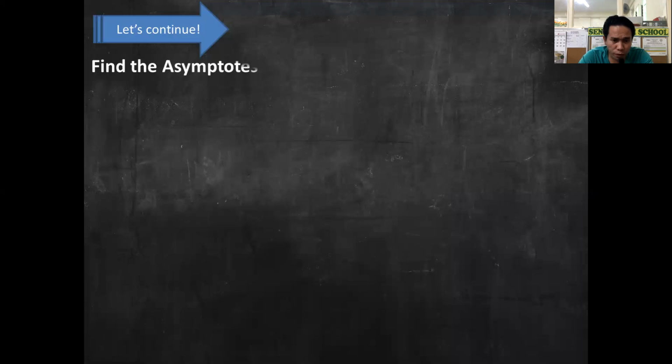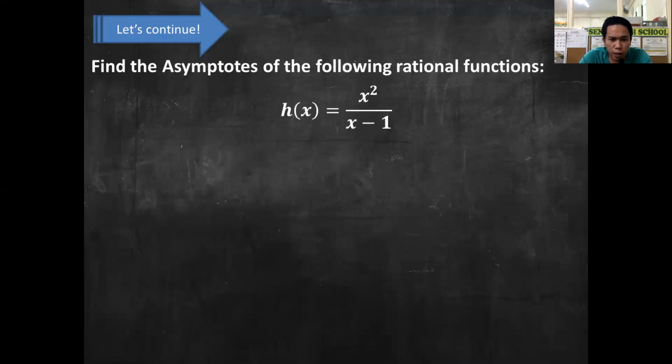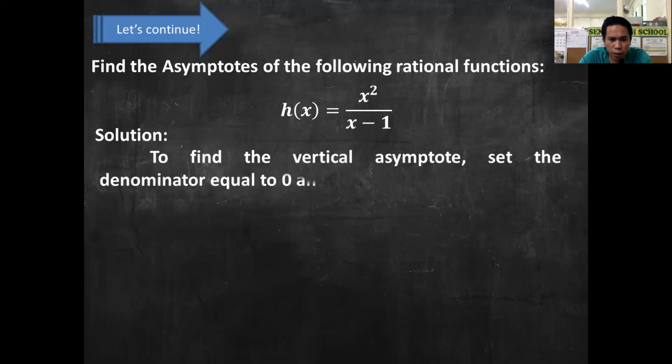Next. Find the asymptotes of the following rational functions. H of x is equal to x squared over x minus 1. Solution. To find the vertical asymptote, set the denominator equal to 0 and solve for x. So our denominator is x minus 1, equate mo sa 0. Transpose negative 1 sa kabila, magiging positive 1. So we'll have x is equal to 1. So our vertical asymptote is x equal to 1.